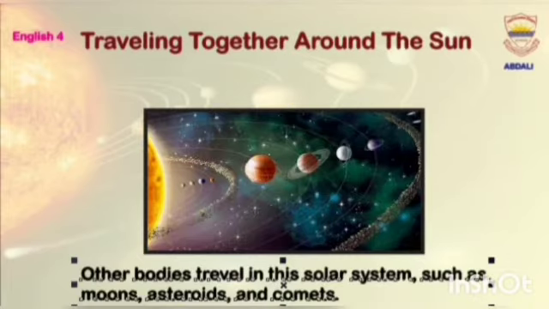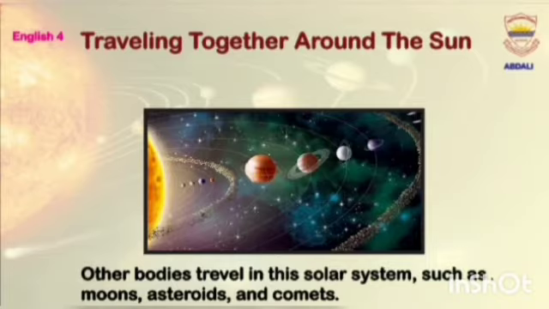Students, now going to next slide. Look at the picture. Other bodies travel in this solar system, such as moons, asteroids, and comets. Students, can you tell me which bodies travel in the solar system? Name them. The bodies that travel in the solar system are moons, asteroids, and comets. Very good answer, students.